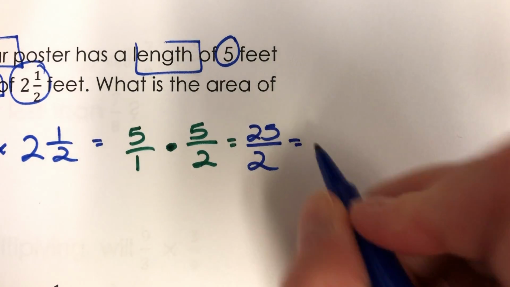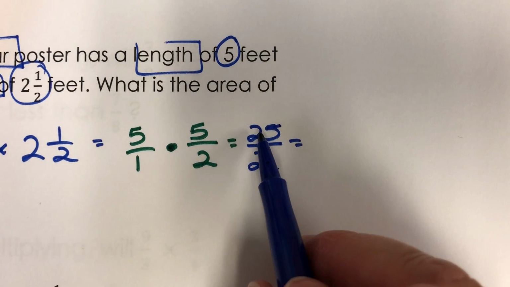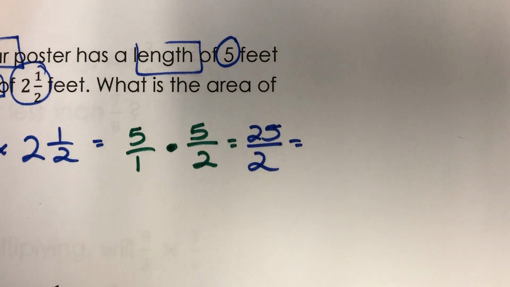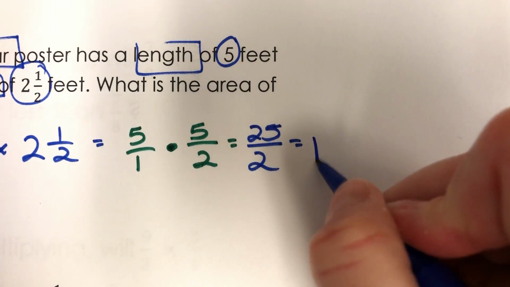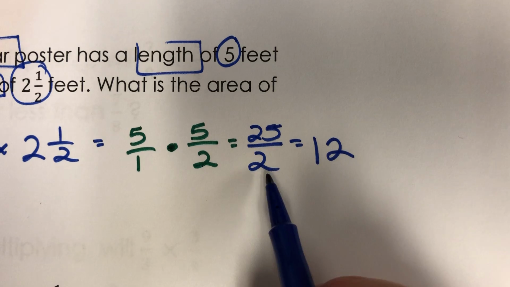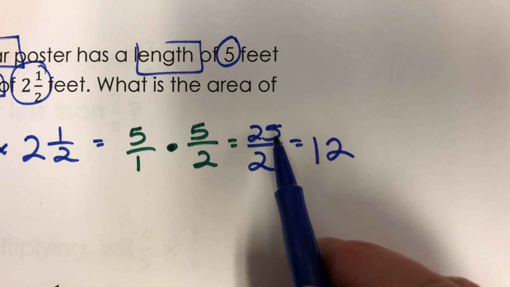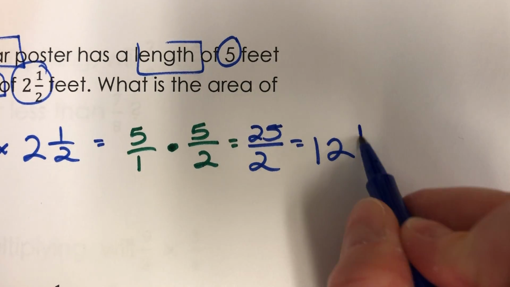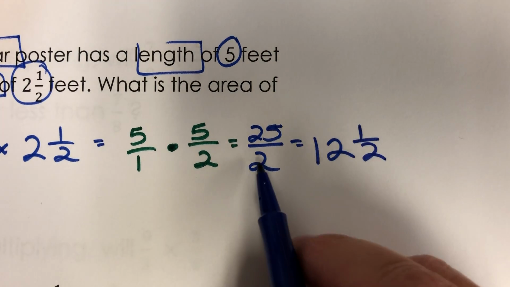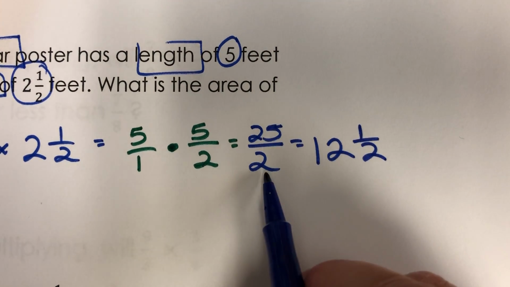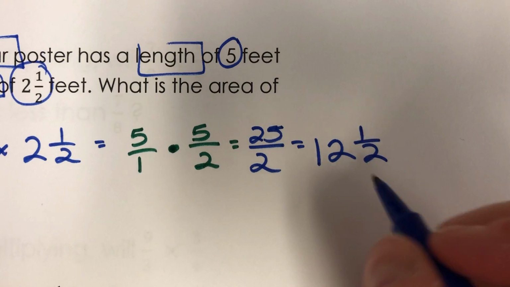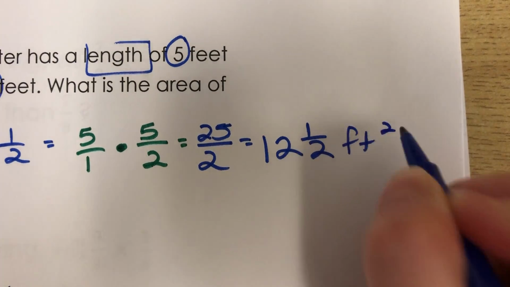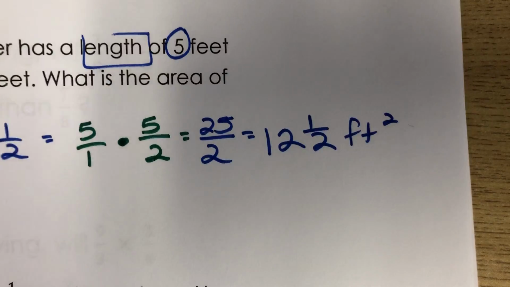All right, now I have to ask myself, how many times does 2 go into 25? 2 goes into 25 12 times, because 2 times 12 is 24, and 24 plus 1 is 25. So 25 halves is equal to 12 and a half, and so it will be 12 and a half feet squared. That would be the area.